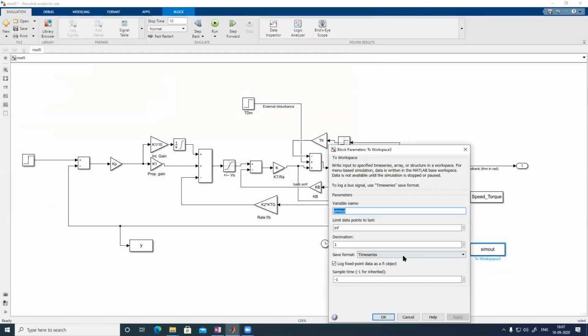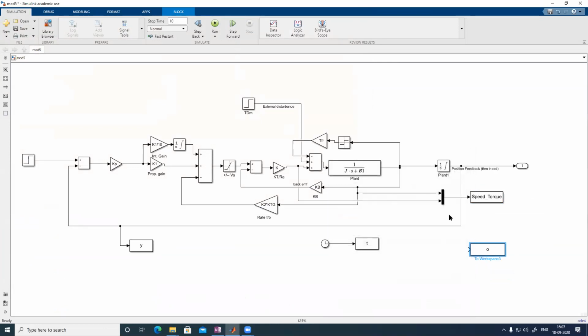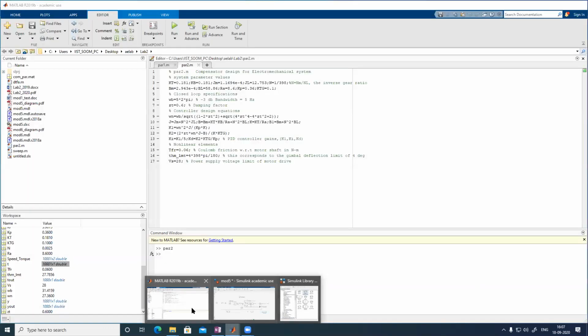Make it array. This sim mode you can use. And this configuration parameter also you have to change whatever you want. So here I am taking out over here. If I am running here, I can get some.